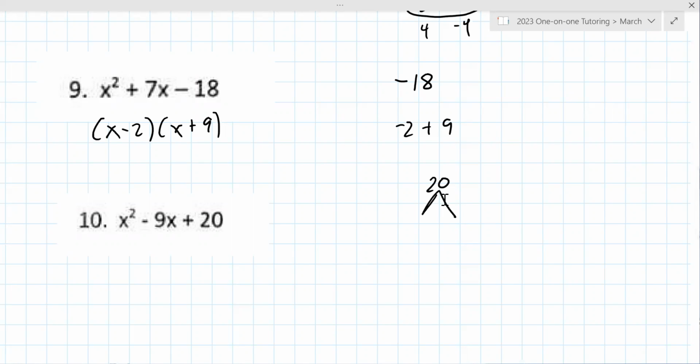Yeah, I don't know why I can't figure that out. So did you write down 1 and 20? Yes. Did you write down 2 and 10? Did you write down 4 and 5? Now these all add up to a positive number. Would you agree? So they both have to be negative. That's how you get back to positive 20.